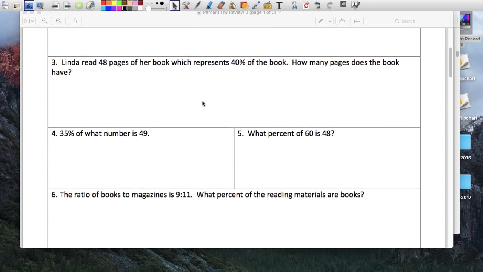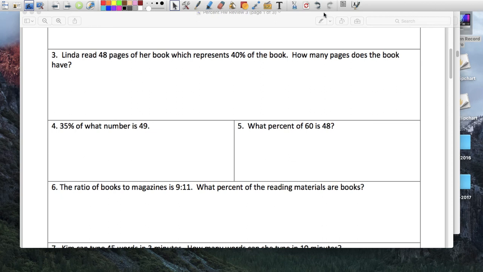Okay. Linda reads 48 pages of her book, which represents 40% of the book. How many pages does the book have in total? Okay, so 100. This is going to go here. Percent always goes on top of the 100. This is part, this is total.